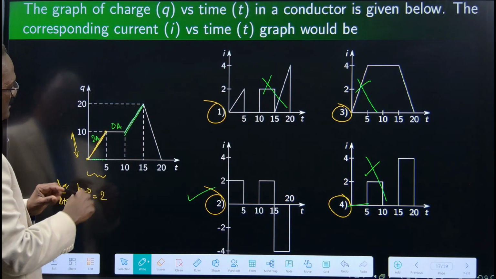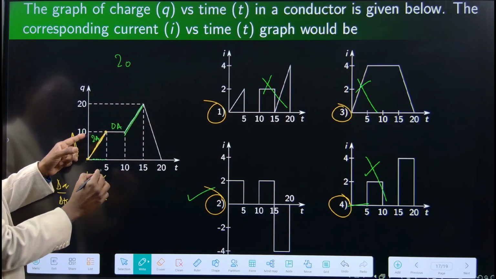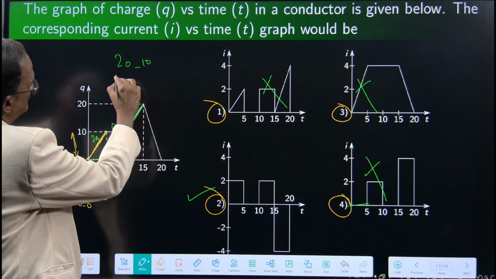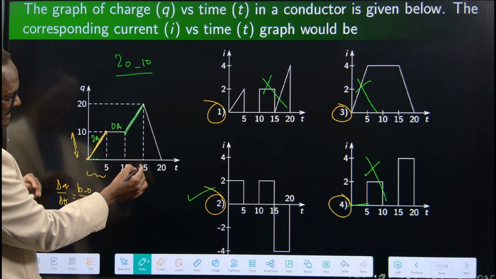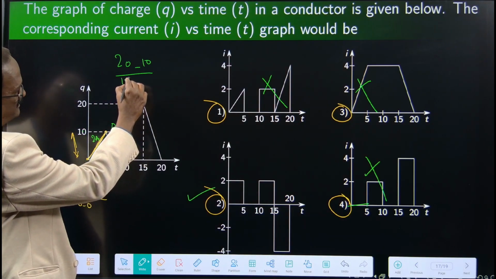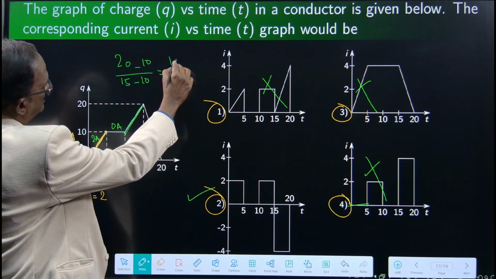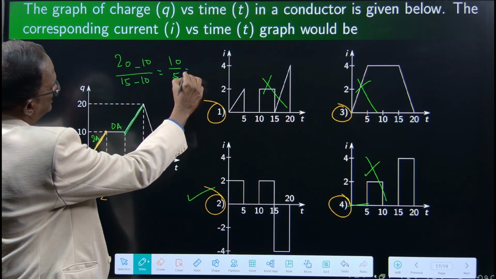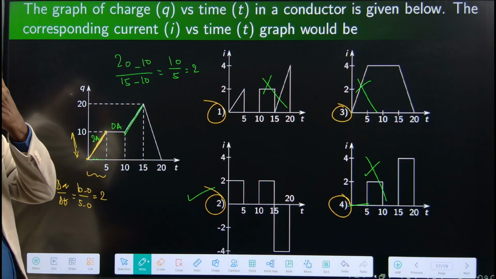Here the final Q is 20, the Q initial is 10. For this slope I am writing the final time is 15, the initial time is 10. So this is 10 by 5, which is equal to 2. Here also I am getting 2 ampere.